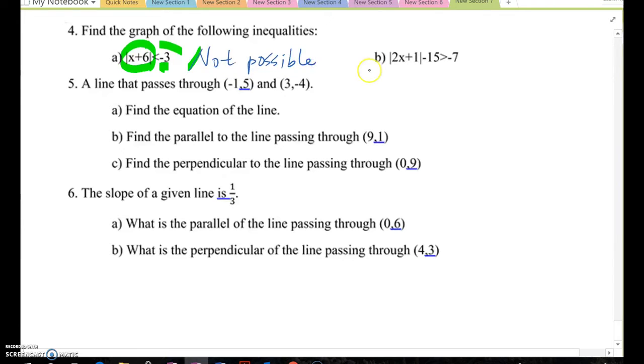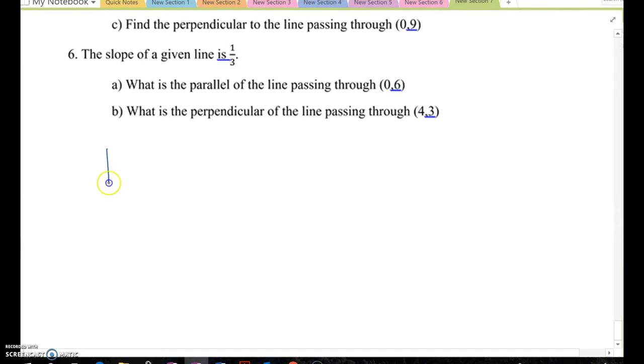Okay, now the second one here. Since it is negative 7, you may think it is not possible either, but we have to see and actually isolate the absolute value term and then double check the negative number on the right side. So let's solve for the absolute term here. We combine 15, then it's going to be absolute value of 2x plus 1 is bigger than 8. So in this case we can find the inequality for this absolute value inequality. Therefore I'm putting it down here.